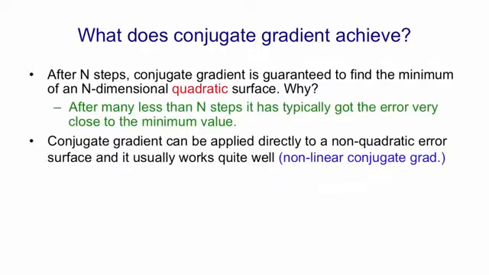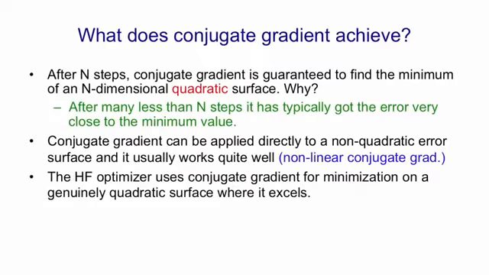You can apply conjugate gradient directly to a non-quadratic error surface, like the error surface for a multi-layer nonlinear neural net, and it usually works quite well. It's essentially a batch method, but you can apply it to large mini-batches, and when you do that, you do many steps of conjugate gradient on the same large mini-batch, and then you move on to the next large mini-batch. That's called nonlinear conjugate gradient.